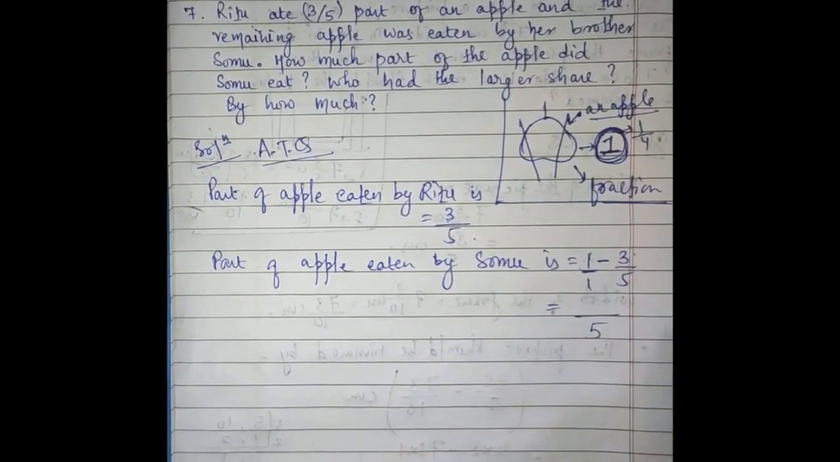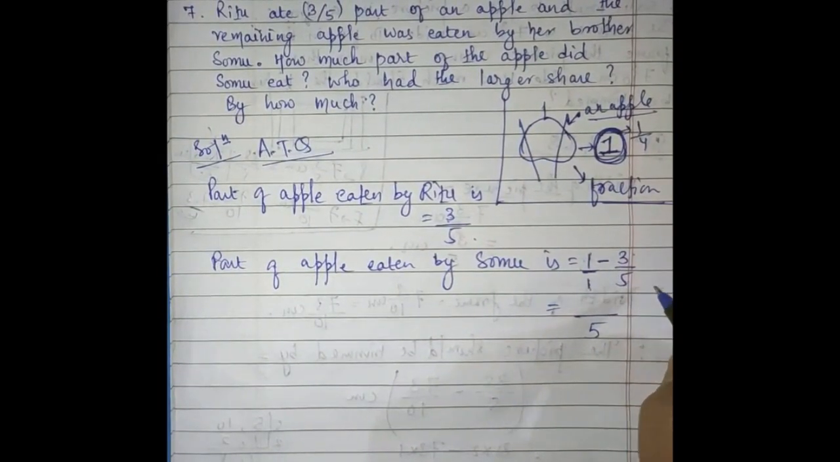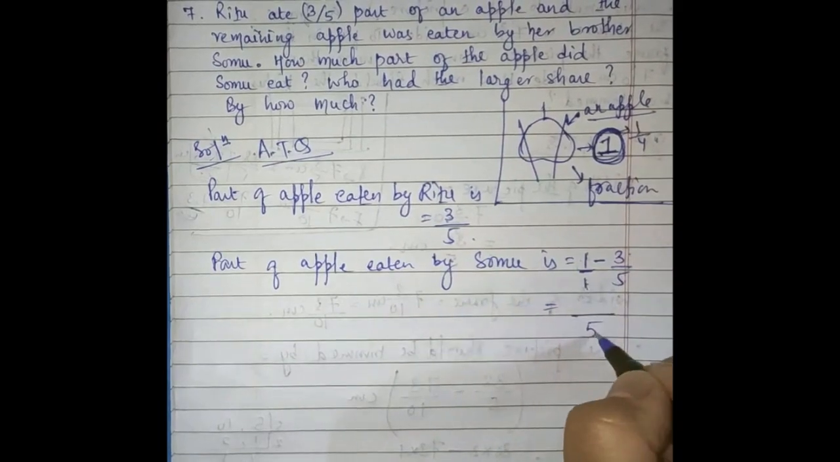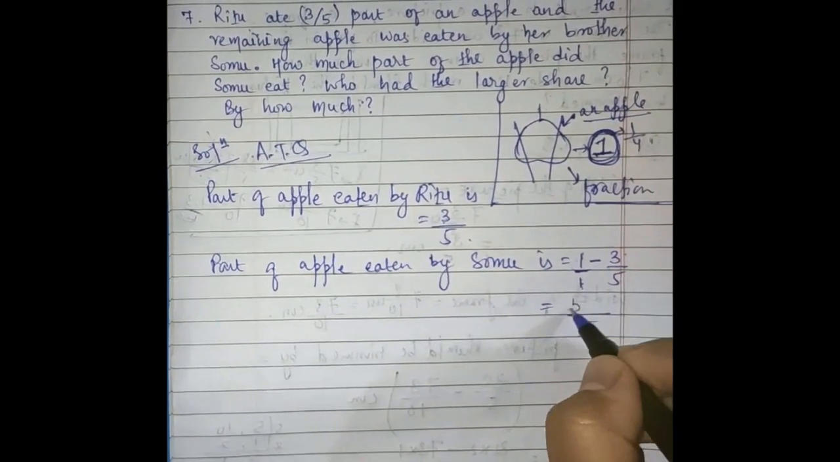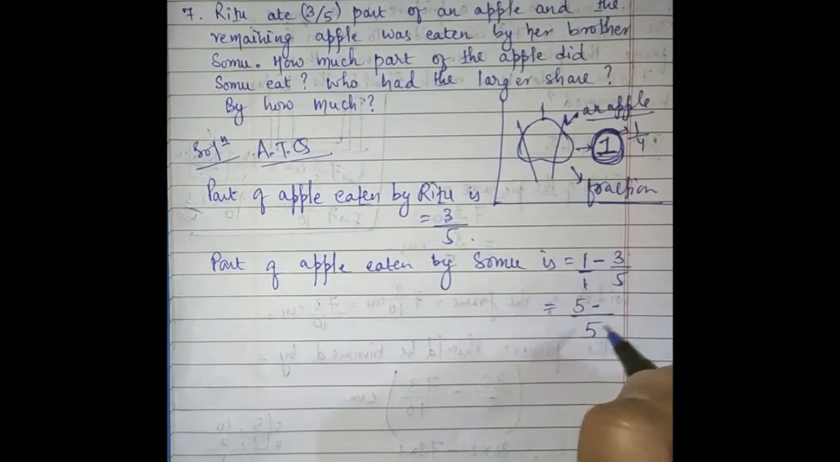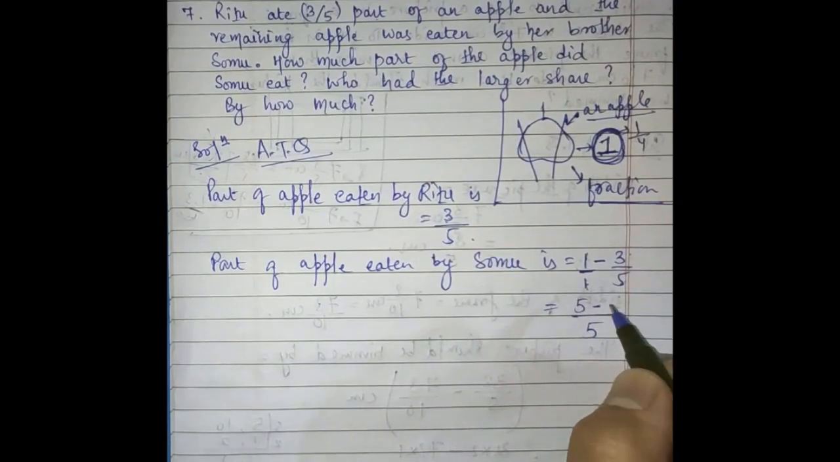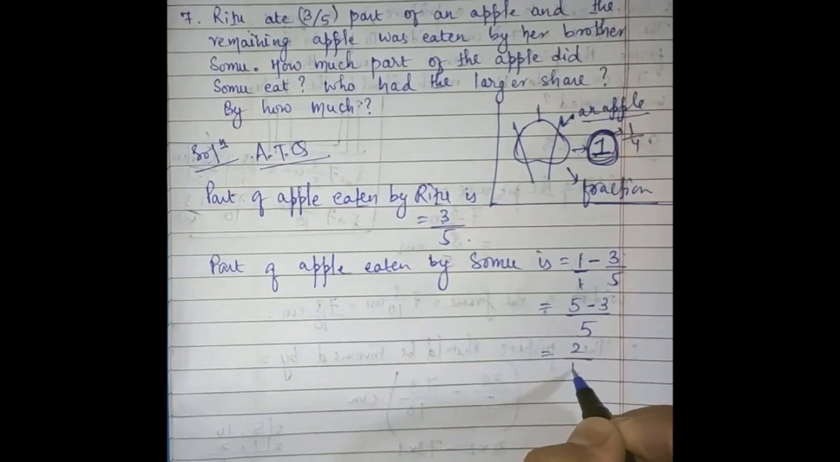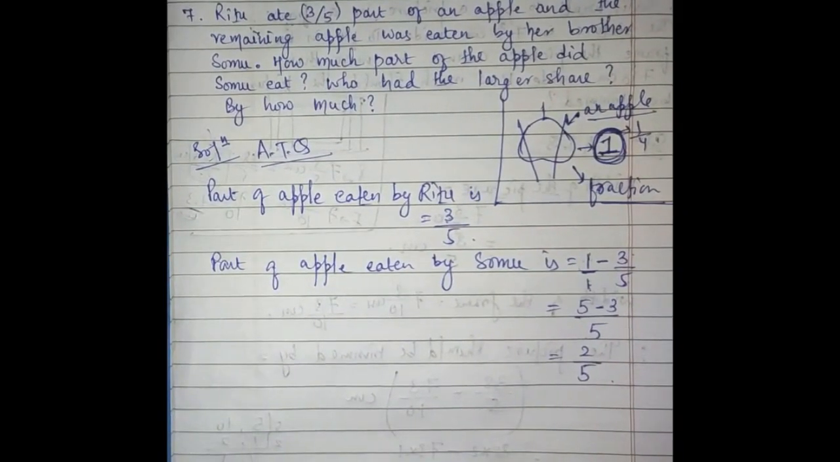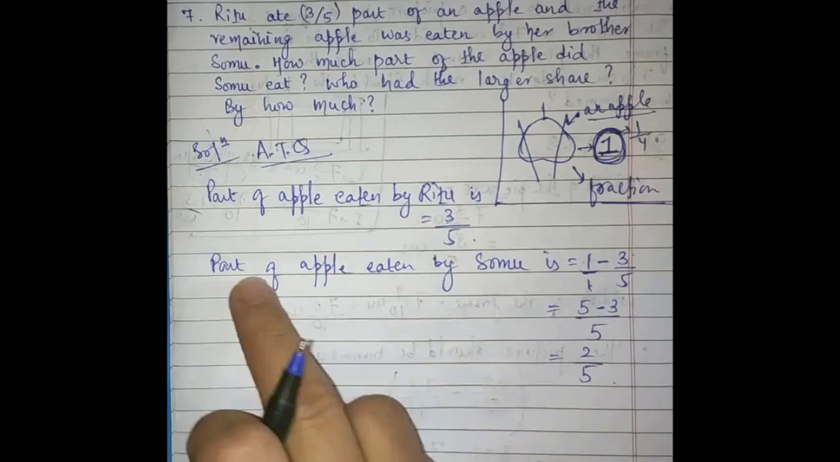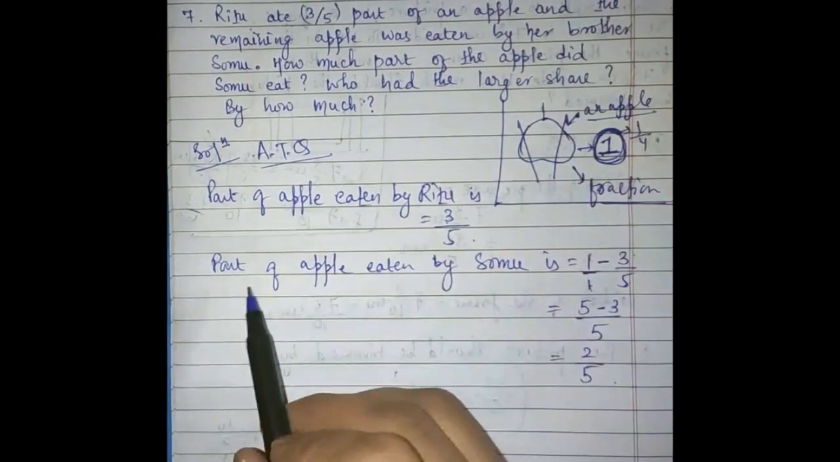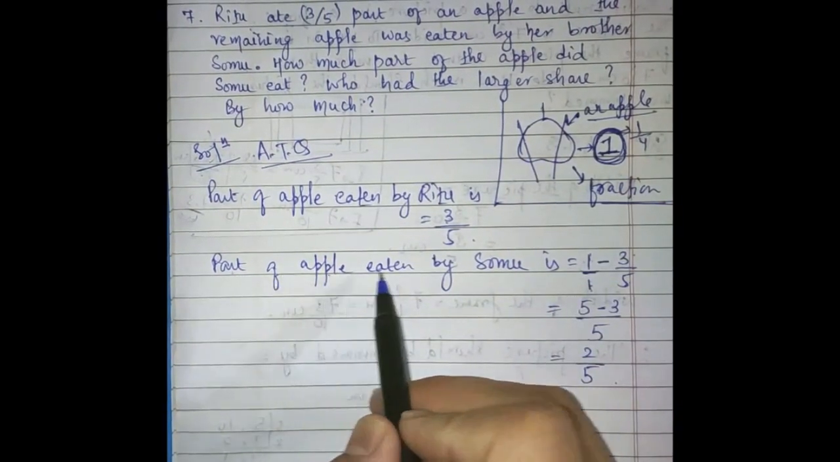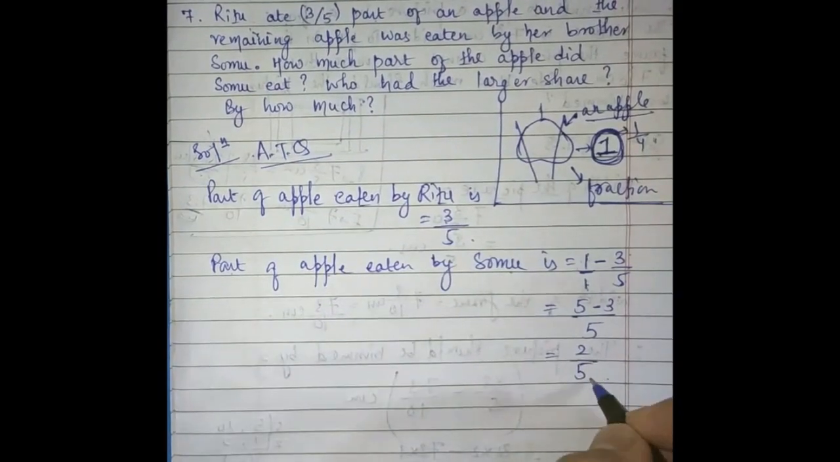LCM of 1 and 5 is 5. So 5 divided by 1 is 5, and 5 into 1 is 5, minus, and 5 divided by 5 is 1, and 1 into 3 is 3. So it is 2 by 5. Alright. So now you have got the first part of the answer. That is, part of apple eaten by Somu is 2 by 5 part.